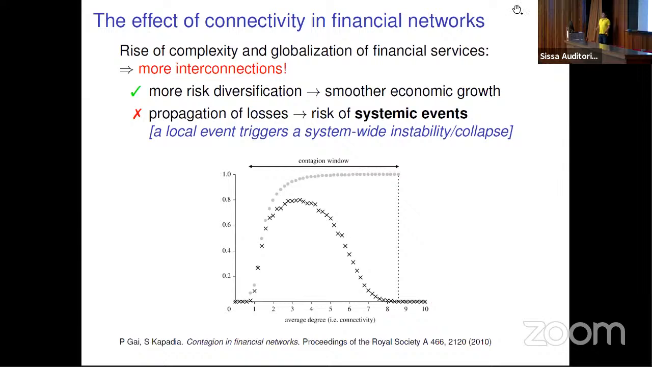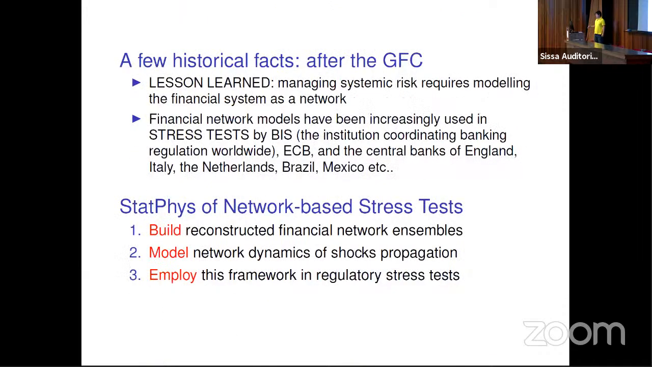This going down here is explained by the fact that if you diversify as much as possible, you are basically minimizing the risk of contagion because you have many exposures with low value. Now, the point is that when you can measure financial networks, you are most of the time in this region. So taking into account this connection is important. Going back to what I want to do, I want to use statistical physics to do two things: reconstruct a network and then model shock propagation.